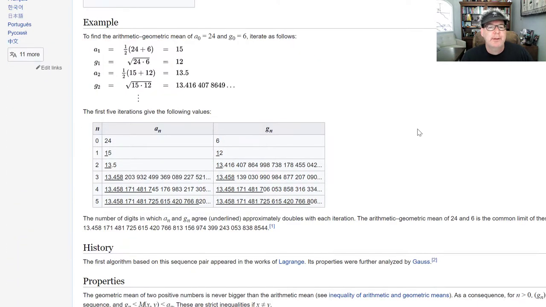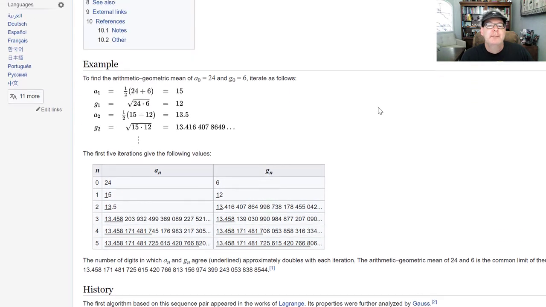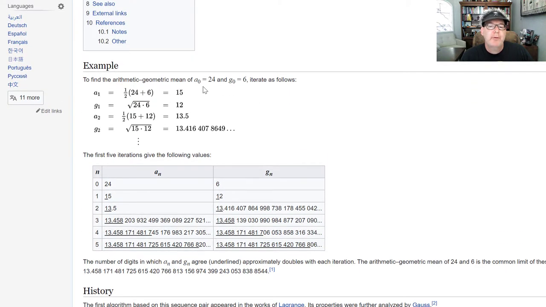There's the example on Wikipedia. If you start with 6 and 24, well, the arithmetic mean would be 30/2 or 15. There it is. So step 1, we're at 15. The geometric mean, if you multiply 6 times 24, you get 144. The square root of that will be 12. And then just keep going. So the arithmetic mean of these two numbers, 13.5. The product square rooted, it's this number. And if you keep going, it converges pretty rapidly.